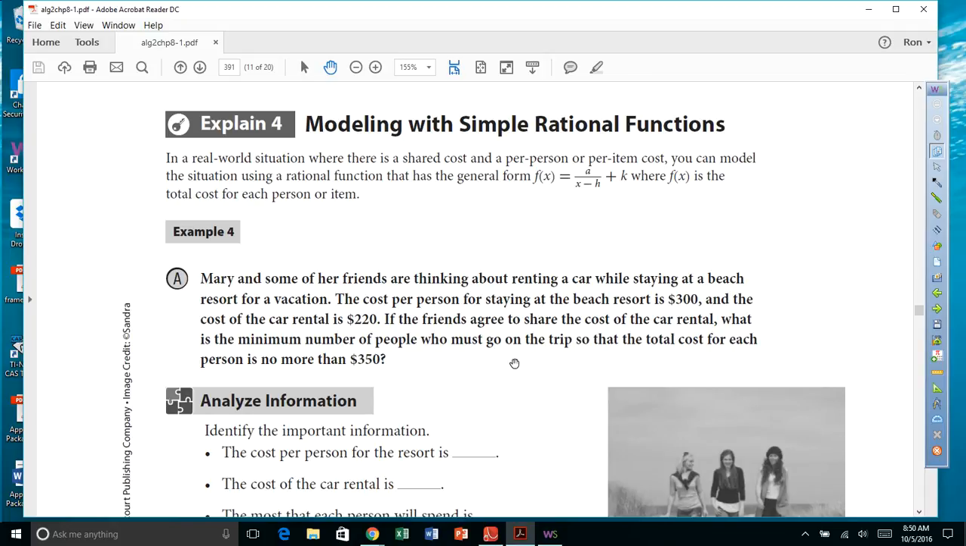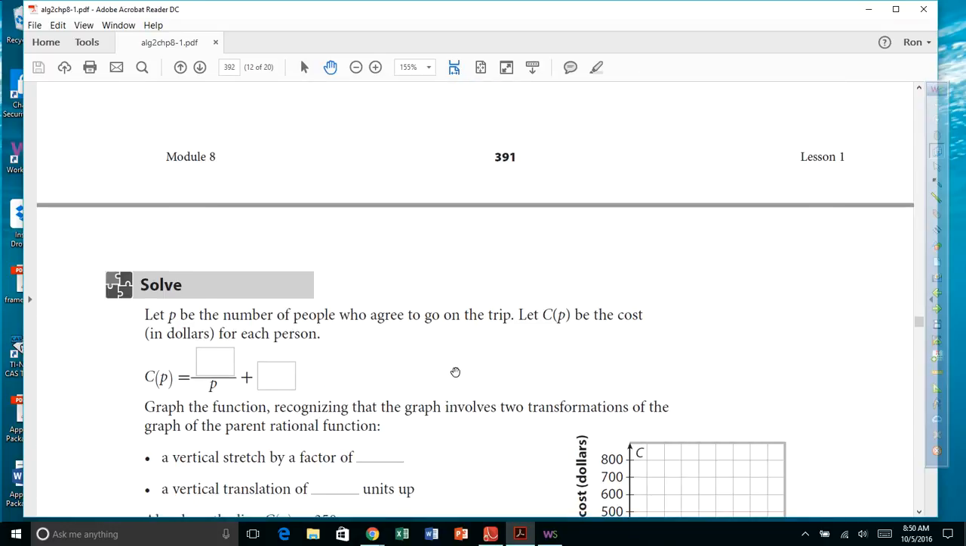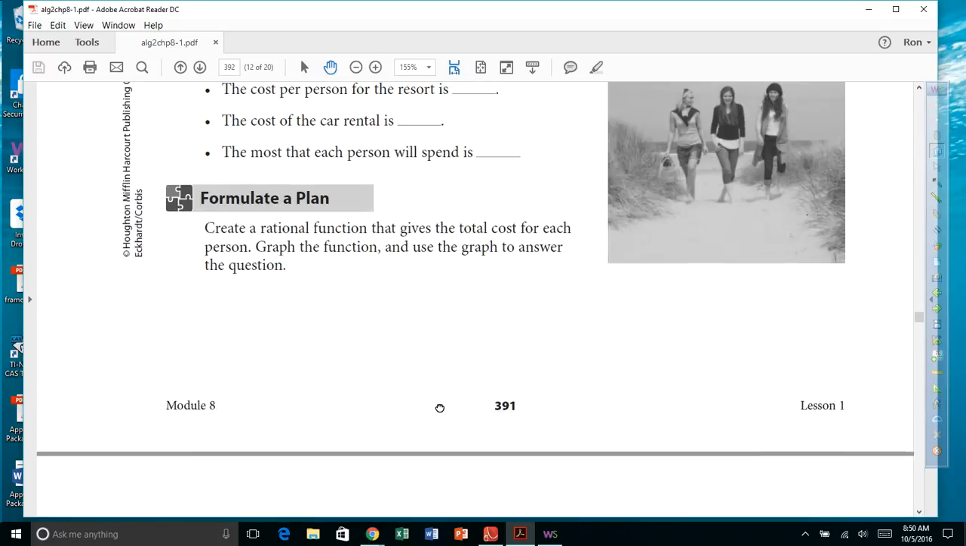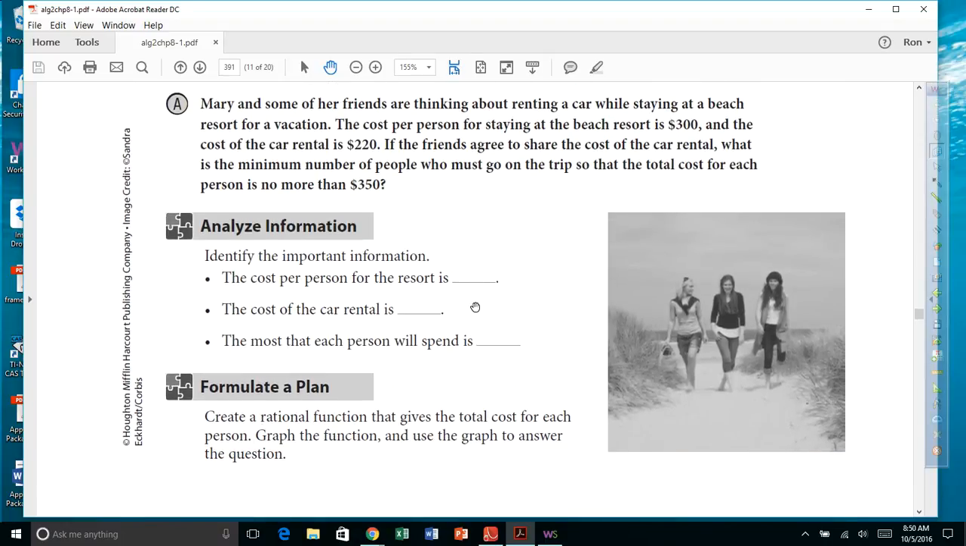Modeling with simple rational functions. Go ahead and read A. Mary and some of her friends are thinking about renting a car while staying at the beach resort for a vacation. The cost per person for staying at the beach resort is $300, and the cost of the car rental is $220. If the friends agree to share the cost of the car rental, what is the minimum number of people who must go on the trip so that the total cost for each person is no more than $350?